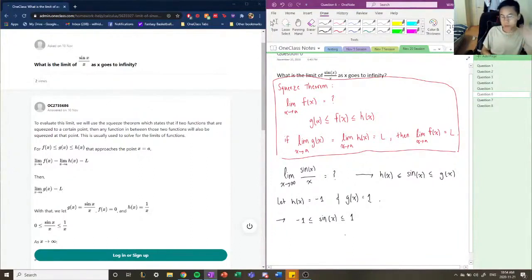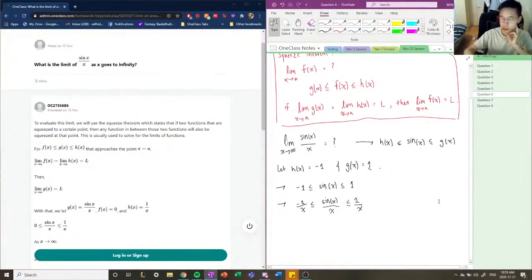As you can see, this is basically what sine is. It ranges between 1 and -1. It never goes greater than 1, never goes less than -1. So we have found a squeeze, but this is not actually our function here. This is just sine of x. So why don't we divide our whole inequality by x? If we divide our whole inequality by x, we get -1 over x less than or equal to sine x over x less than or equal to 1 over x.